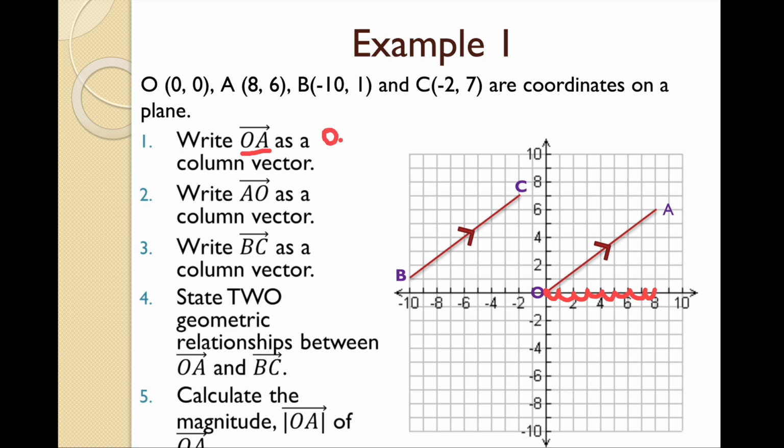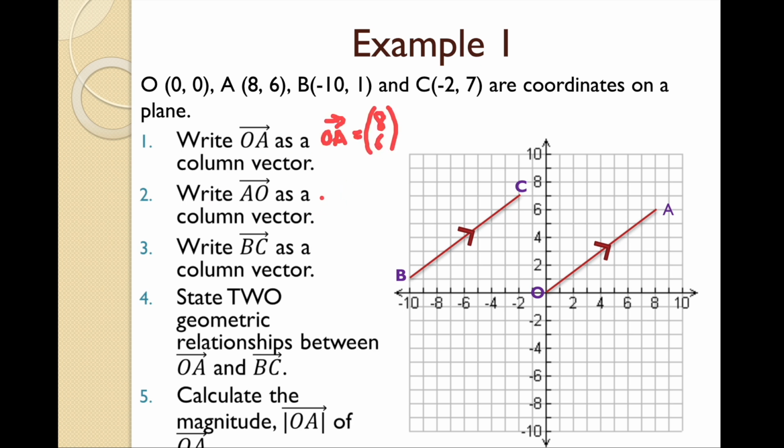So O to A, writing this as a column vector, I have to put up here 8. And then to go up now, how much do I have to go up? 1, 2, 3, 4, 5, 6. So I could write it as 8, 6. Does that make sense? I want you all to write that down as well as a question. You all followed how I did that, right? Okay, so let's put OA as that.